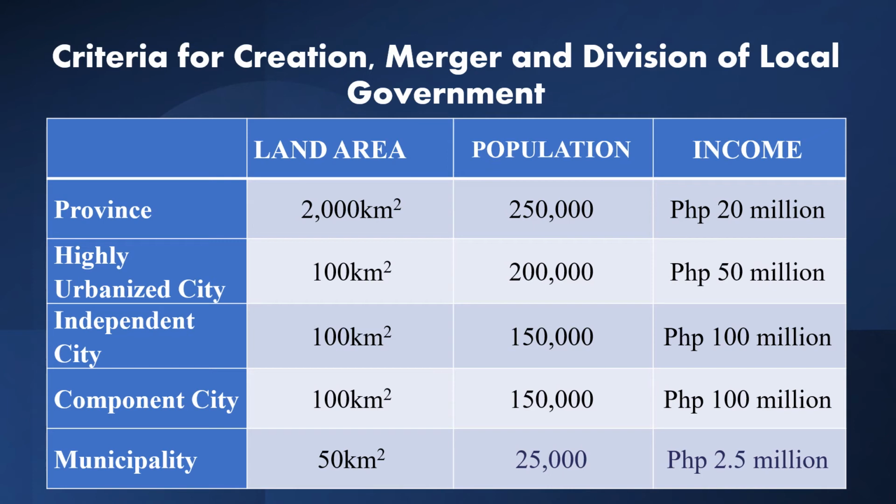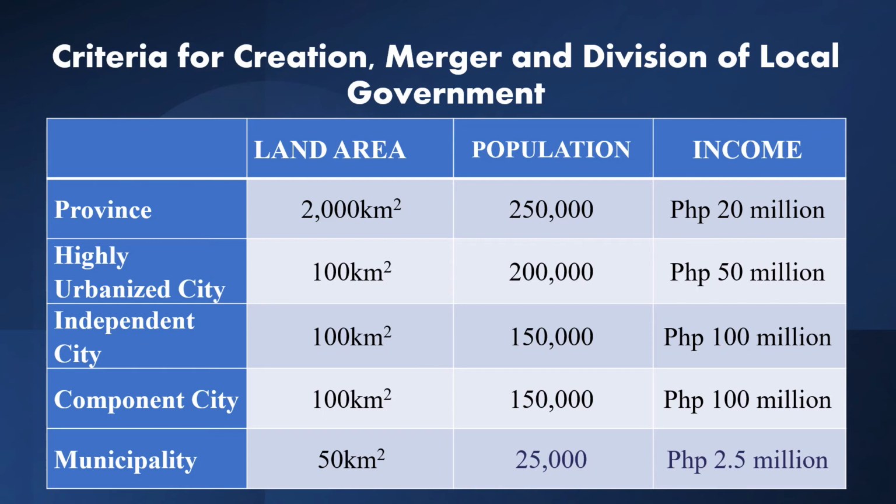For a highly urbanized city like Makati City, the land area must be at least 100 square kilometers with a population of at least 200,000 and an annual income of 50 million pesos. For independent city and component city, they should have at least 100 square kilometers in land area, 150,000 population, and an annual income of 100 million pesos.